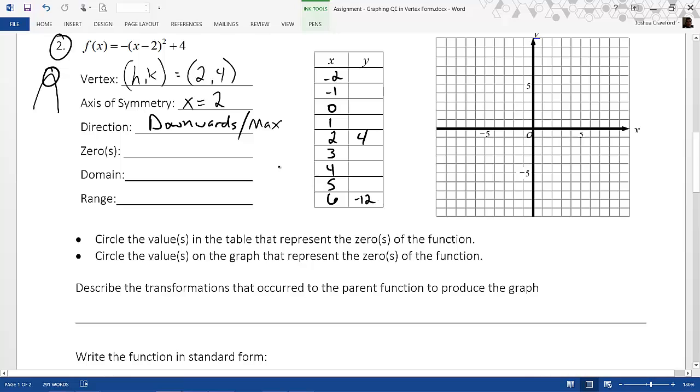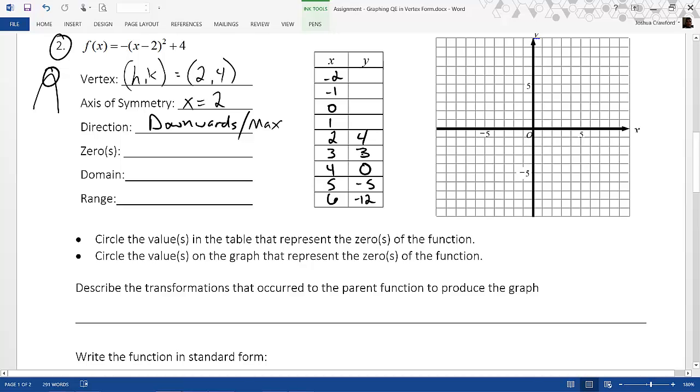Now plug in 5. 5 minus 2 is 3. 3 squared is 9. The negative makes it negative 9. Negative 9 plus 4 is negative 5. Now plug in 4. 4 minus 2 is 2. 2 squared is 4. That makes it negative 4. Negative 4 plus 4 is 0. Last, plug in 3. 3 minus 2 is 1. 1 squared is 1. That negative makes it negative 1. Negative 1 plus 4 is 3.